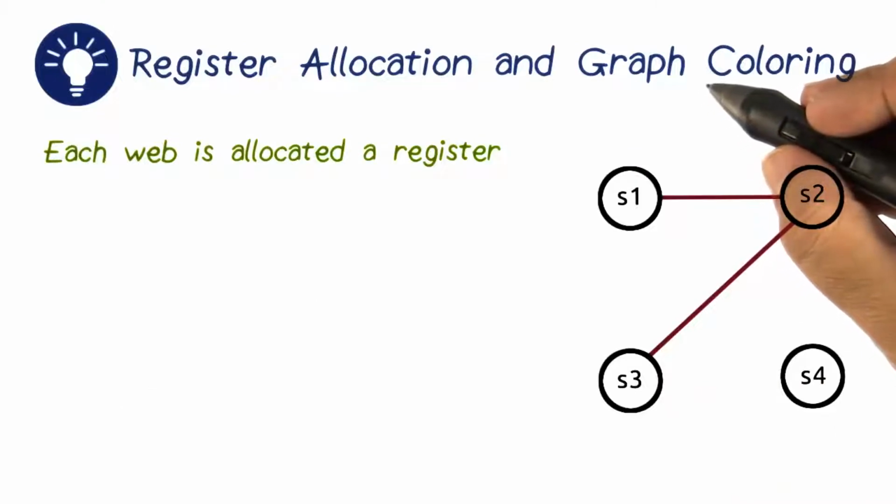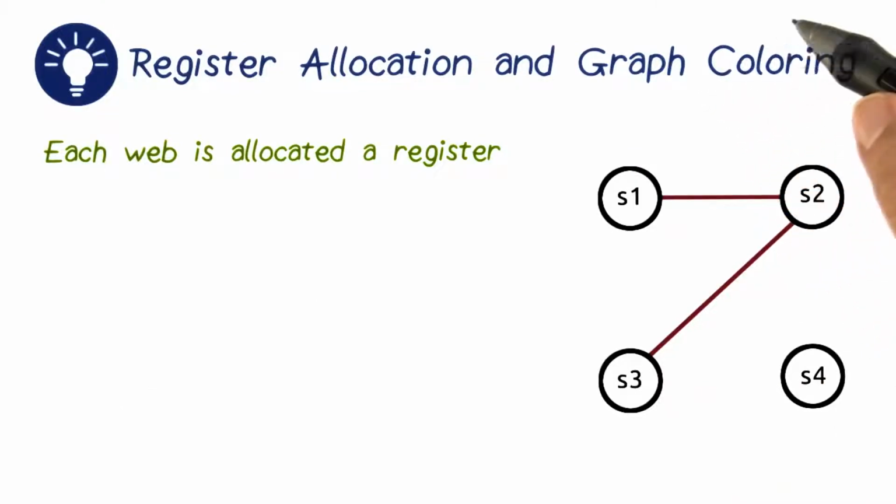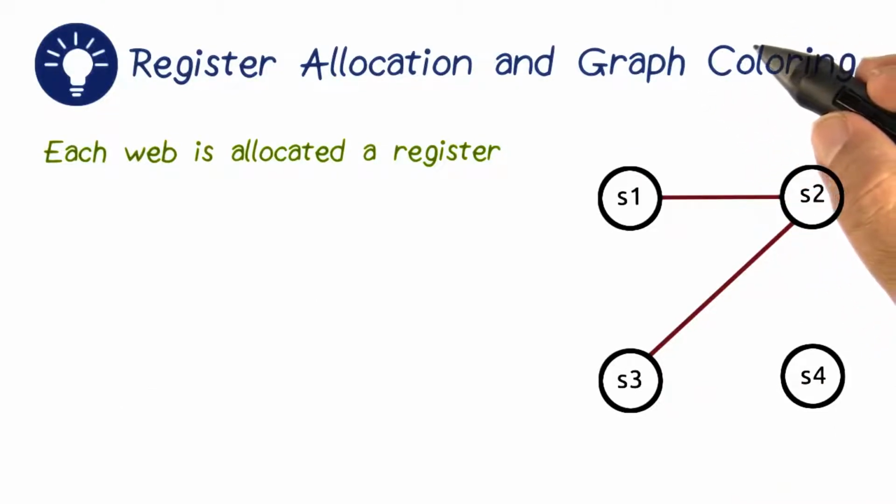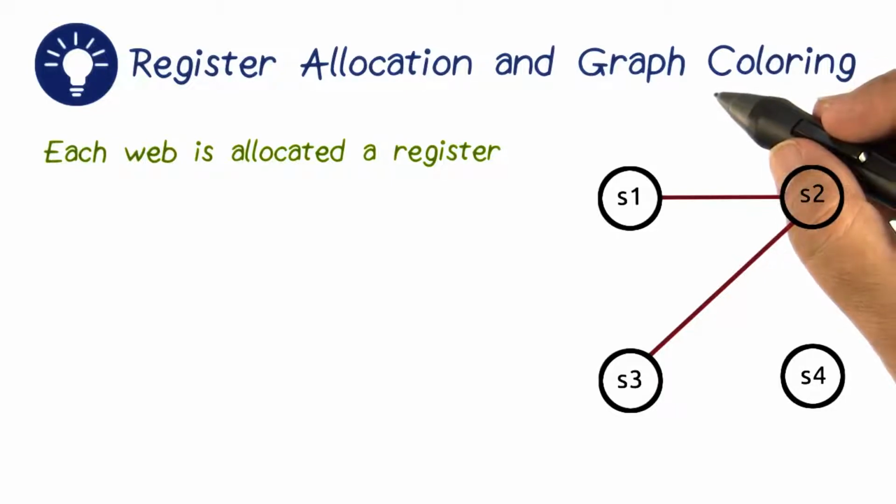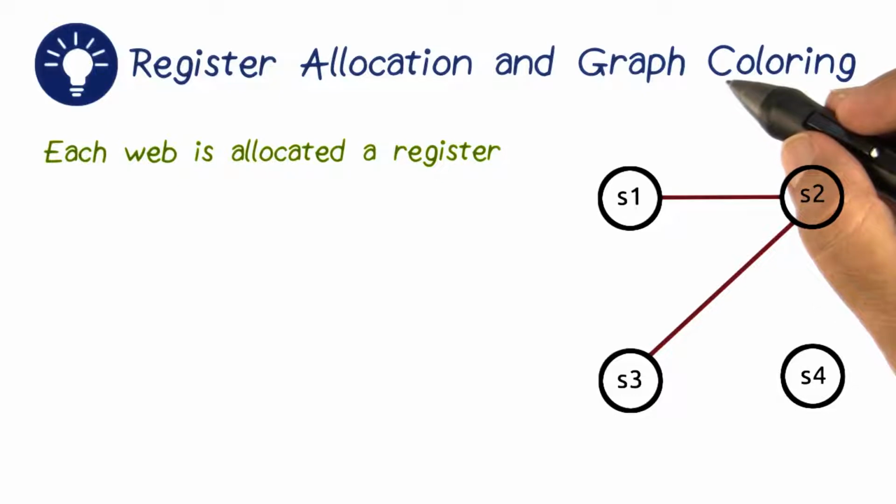Now the next step after we build the interference graph is to actually carry out the register allocation. Again, let's remember what register allocation is. Register allocation tells us which of the webs will get a register and which ones will not get a register. The ones which will get a register will have to make a further decision on which register to give them. Is it going to be R1 or R5 or R7?